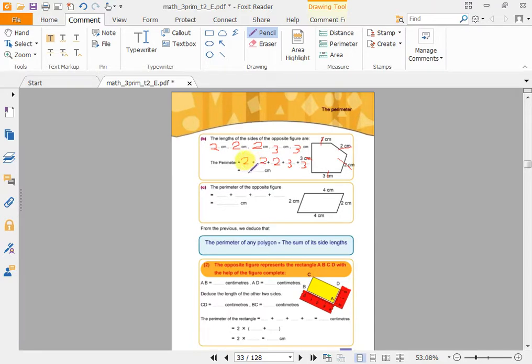So the sum is 12. 12 what? 12 centimeters, because we said that the perimeter unit is centimeter. Okay, again, the perimeter unit is centimeter. So that's how we can get the perimeter of this polygon. Try this by yourself. Get the perimeter of this shape, of this polygon.